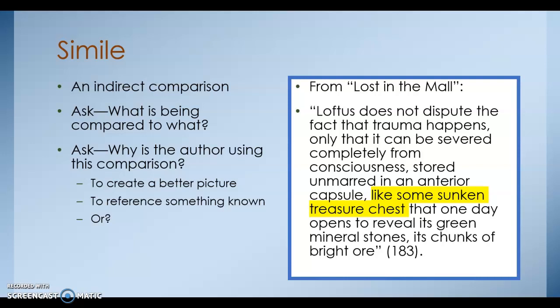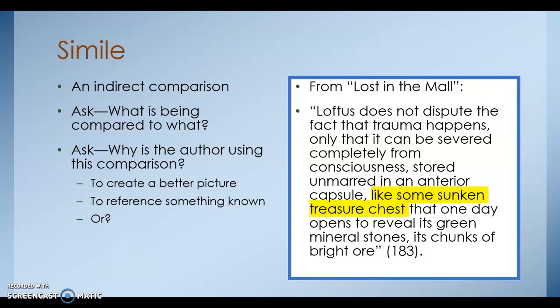So here, you have to go back and find the terms of the comparison, right? In other words, what is being stored like some sunken treasure chest? In this example, it's memory, because "it" here is a pronoun that means memory. Loftus does not dispute that trauma happens, only that it, which is trauma, which is memory, can be severed completely from consciousness, stored unmarred in an interior capsule. So even though it refers actually to trauma, we mean a traumatic memory, and the way it's stored in your brain is like a sunken treasure chest.